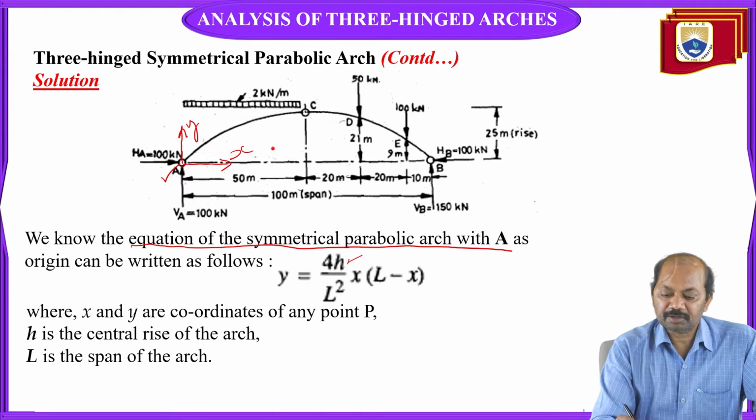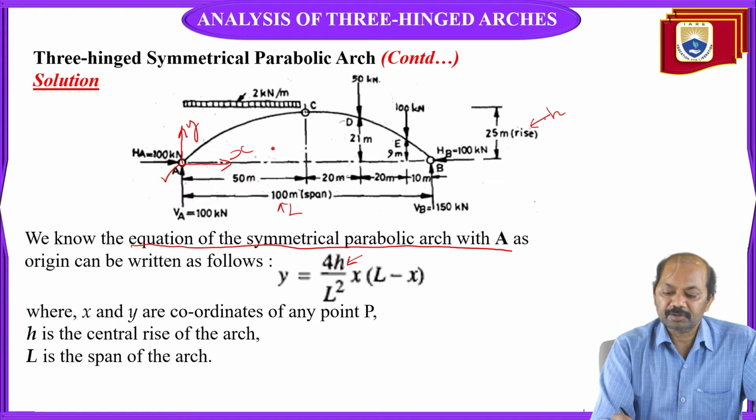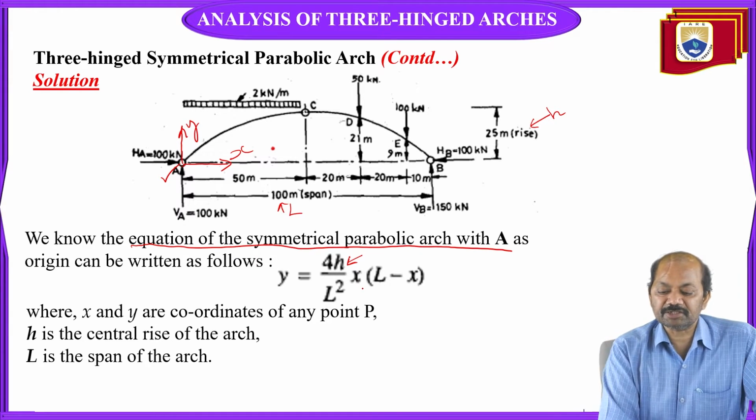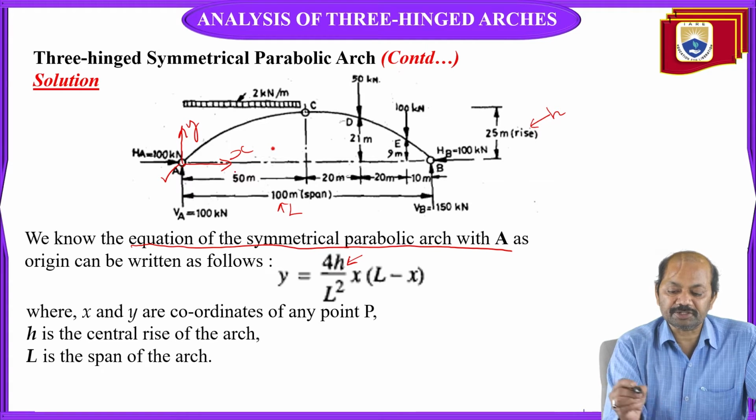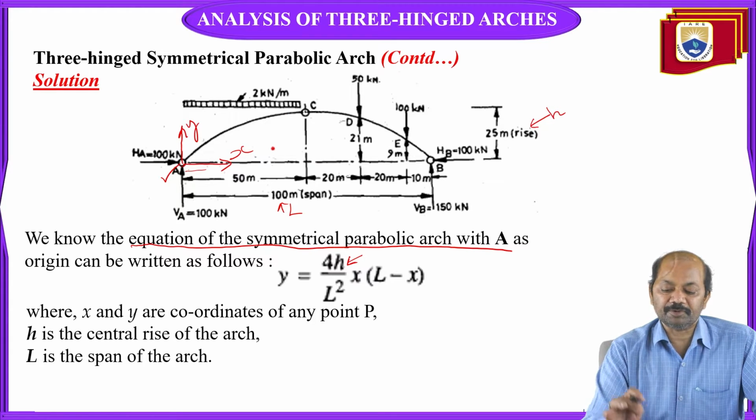rise, this is h, L is the span, L is this and h is this, x is the distance from the origin. If we move in this direction, then we will get the y coordinate. Then we can construct the parabolic arch with the help of this equation.